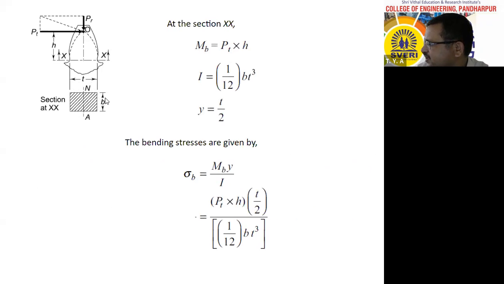Is it correct? The rectangle section, what length did we consider? T. What is the breadth? B. But you know how to find the moment of inertia about the neutral axis: BT cube by 12. Why is it called BT cube by 12? This moment of inertia we have found across this YY axis. This moment of inertia is IYY.